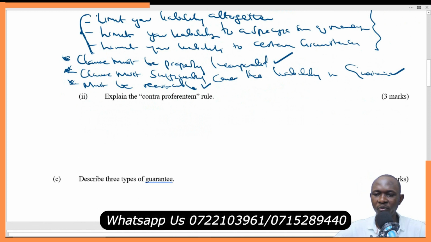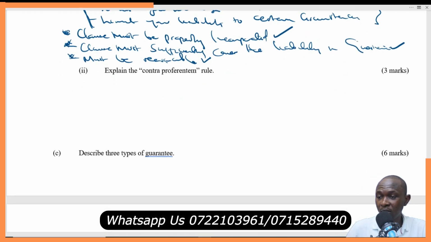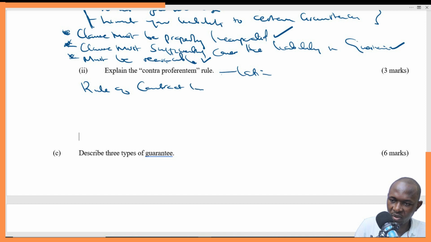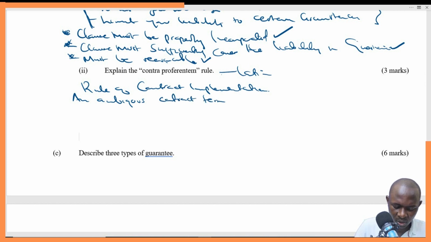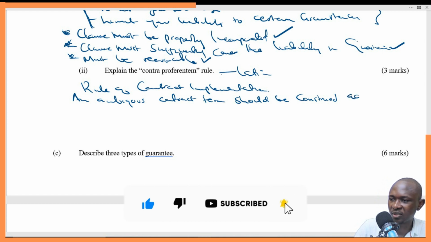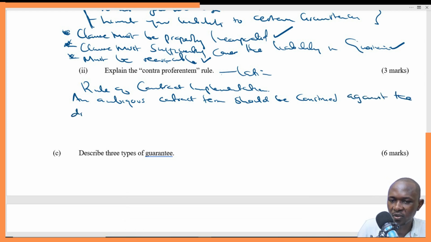Explain the Contra proferentem rule. These are Latin terms, and it's not really complicated. This is a rule of contract interpretation, and it simply states that an ambiguous contract term, something that is complex and cannot be easily understood, should be construed against the drafter of the contract.